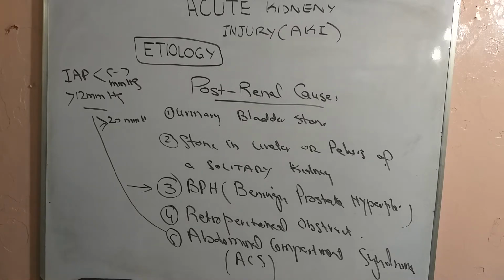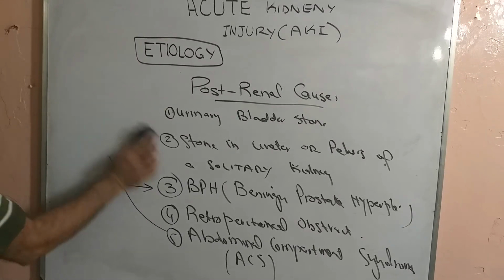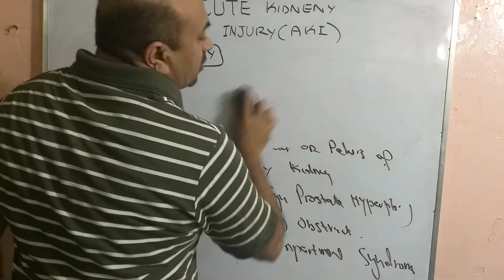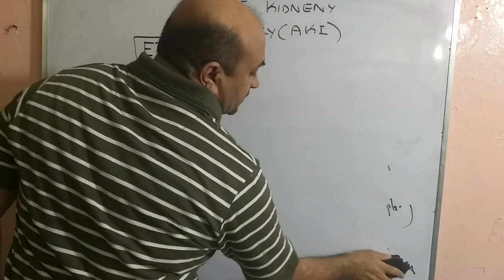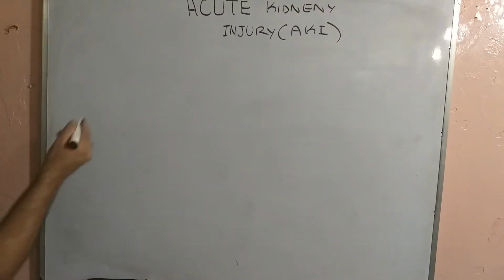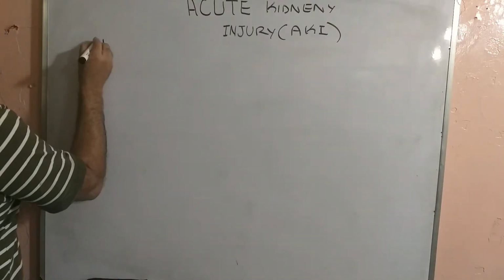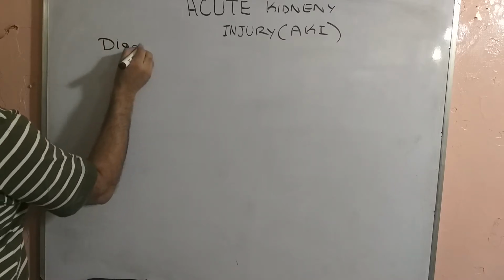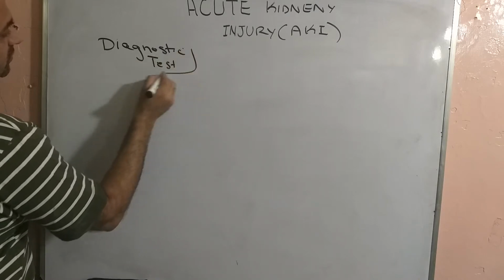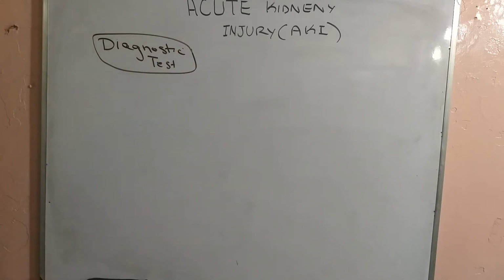Now, how are we to make a difference between whether the patient has got the pre-renal or the post-renal or the renal causes of the acute kidney injury? What are the most important diagnostic tests? How to differentiate between all these? So if we do a diagnostic test, how do we differentiate whether this is a post-renal, renal or the pre-renal cause of the acute kidney injury?